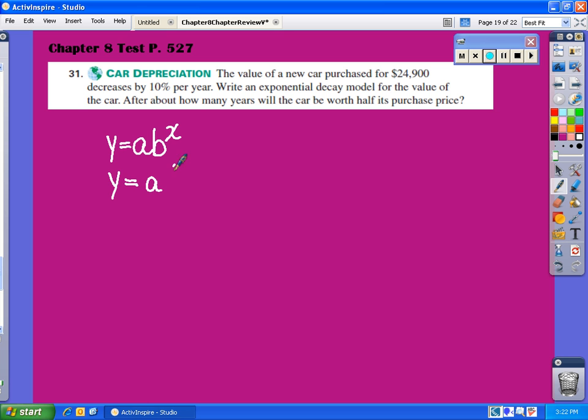of b, where b is 1 minus the interest rate, and we'll work from there. Now remember, a is your initial value, so the car was initially purchased for $24,900. Our interest rate is 10%.